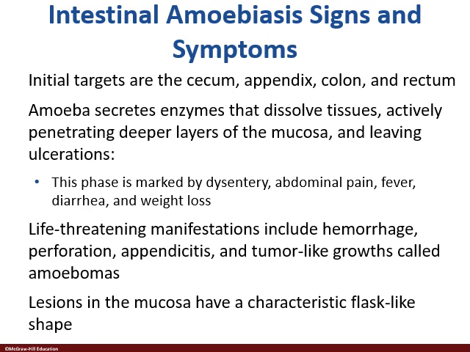You ingest one of the cysts. Four of the trophozoites will exist, and they seem to target specific areas of the gastrointestinal tract: cecum, the appendix, the colon, and the rectum.